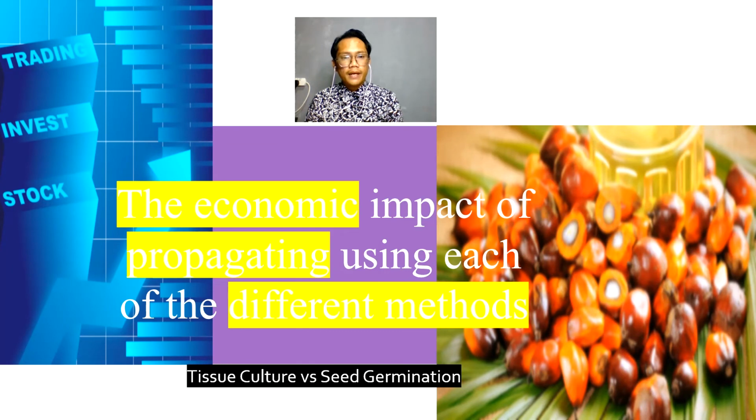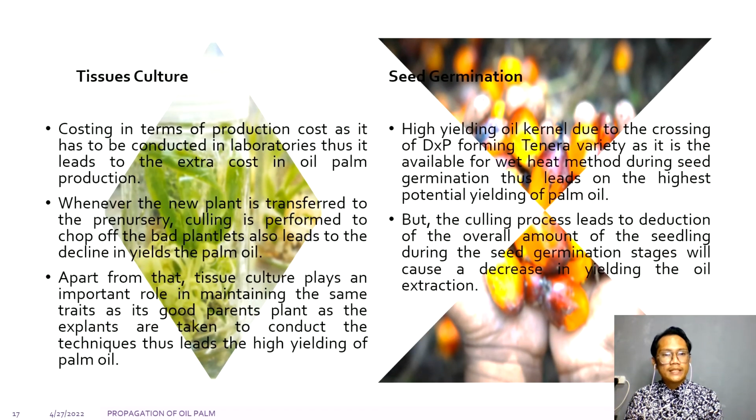The economic impact of propagating by tissue culture versus seed germination is that tissue culture is costly in terms of production cost, as it has to be conducted in laboratories, which leads to extra cost in oil palm production. Culling is performed to chop off the bad plantlets, which also leads to a decline in palm oil yield. Apart from that, tissue culture plays an important role in maintaining the same traits as its good parents. Plants are taken as the explant to conduct the technique, thus leading to high-yielding palm oil.